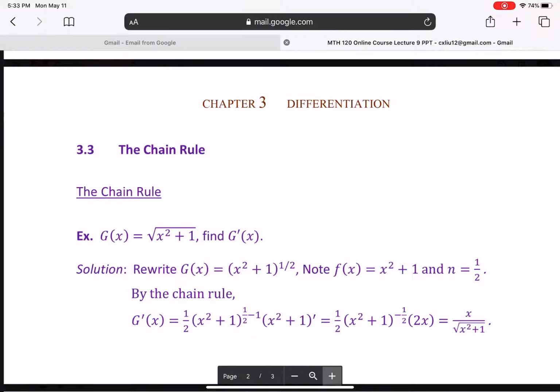Now, we can recognize that the function f in this case will be x squared plus 1. This is a composition of two functions again, and n equals 1/2. So using the chain rule, we got G prime equals 1/2 times x squared plus 1 to the 1/2 minus 1 times x squared plus 1 prime. So we got half times x squared plus 1 to the negative half times 2x, and you can simplify it by rewriting it in rational form. So we got x over square root of x squared plus 1 at the end.